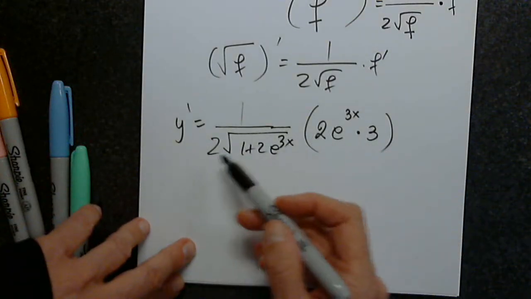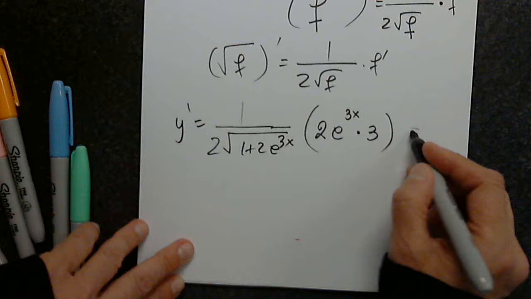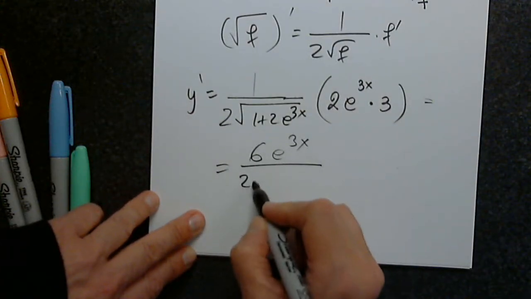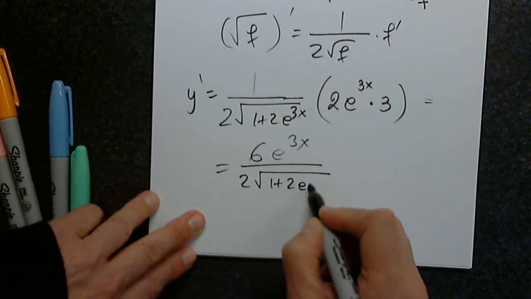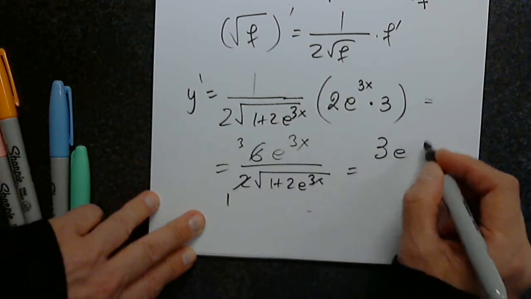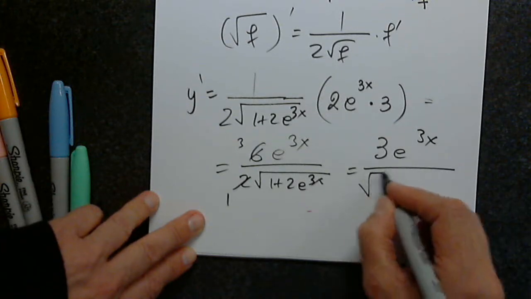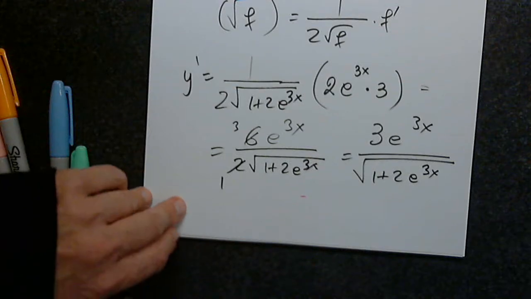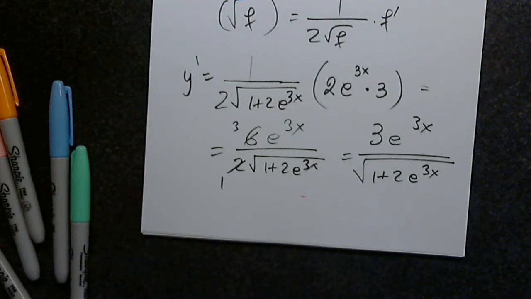Yes, I should not simplify inside parentheses. I should write it one more time, and I will. 6e to 3x over 2, the square root of 1 plus 2e to 3x, and yes, I will simplify, and I get 3e to 3x over the square root of 1 plus 2e to 3x. And that's the final form.